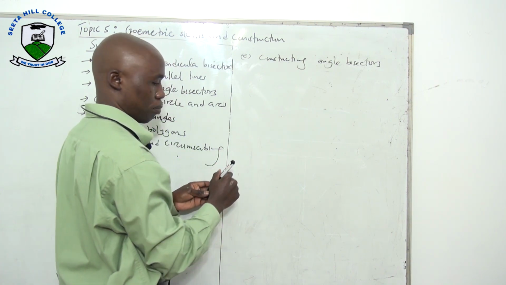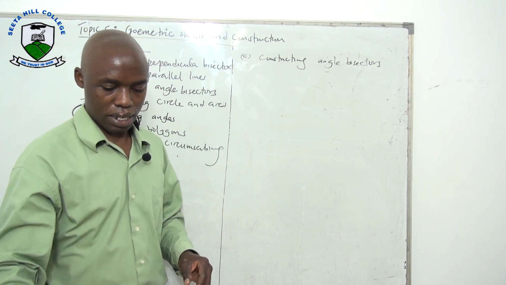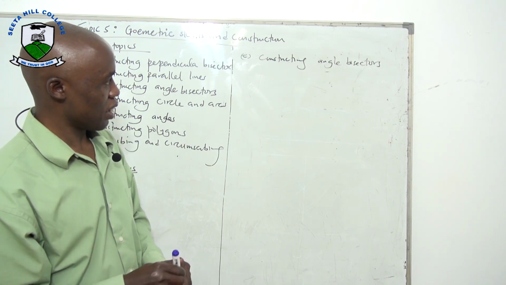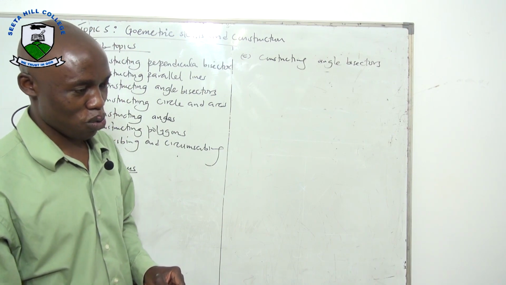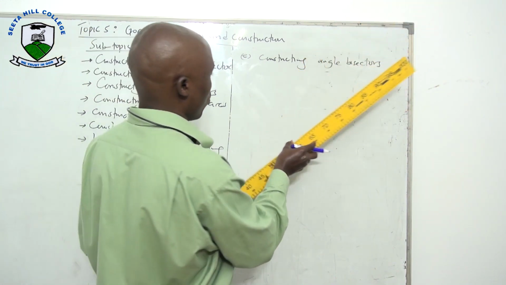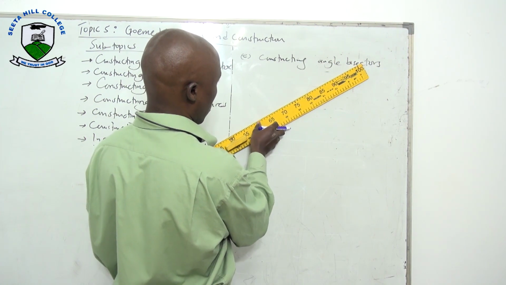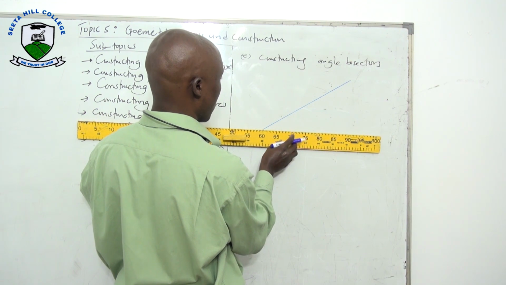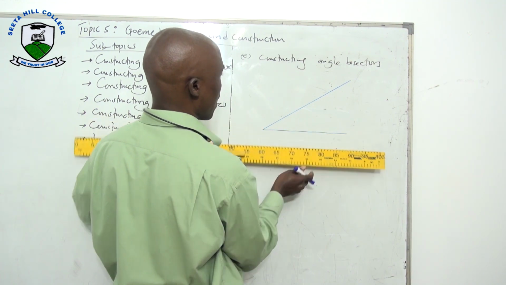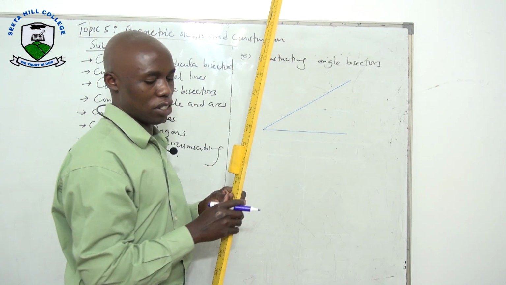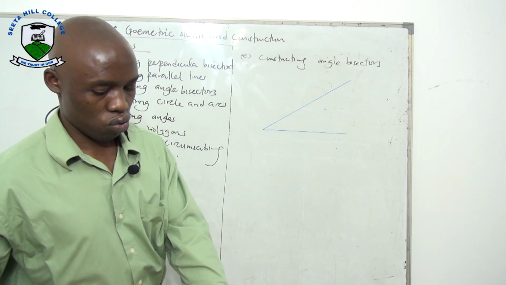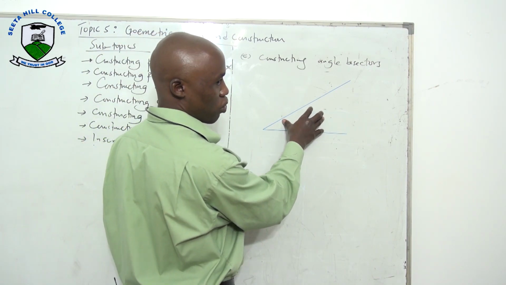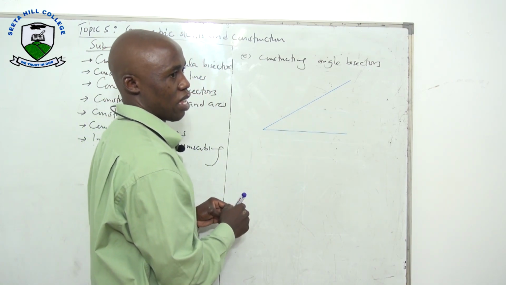If I gave you an angle already made by 2 lines, how do we bisect? To bisect is to divide into 2. That means how would we divide this angle into two parts?